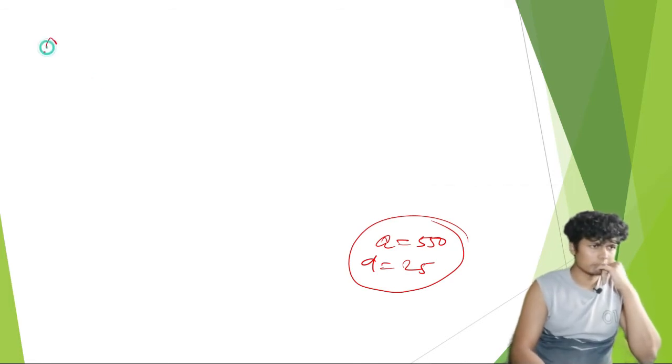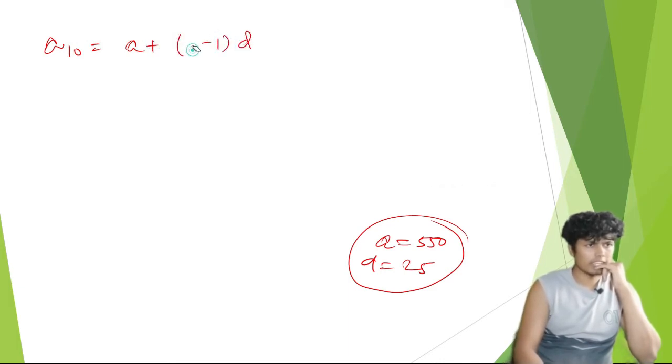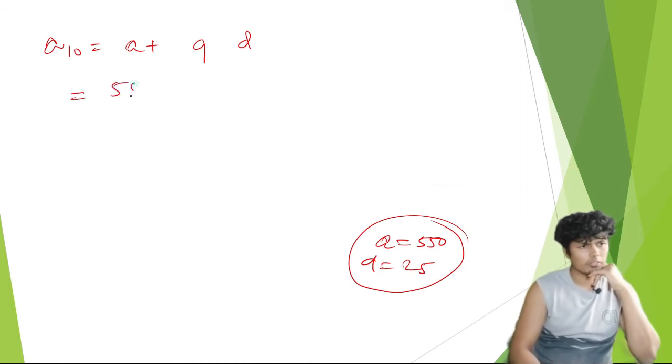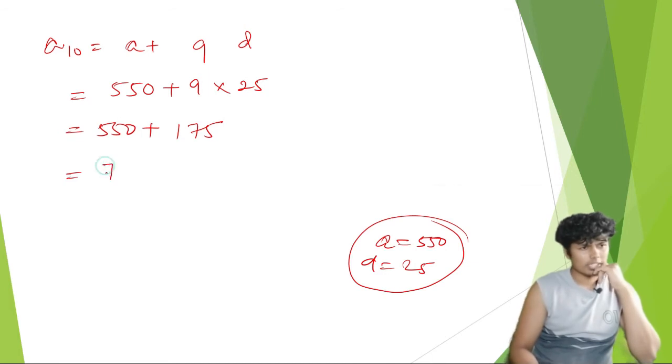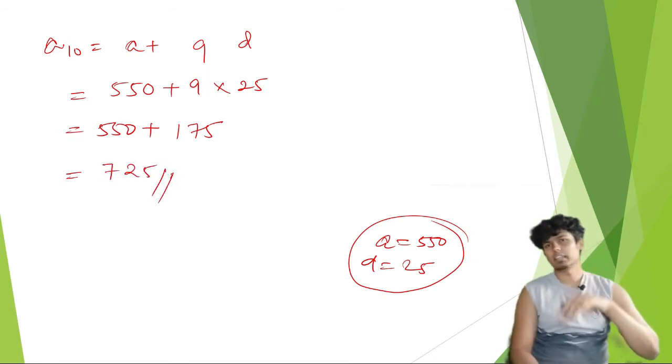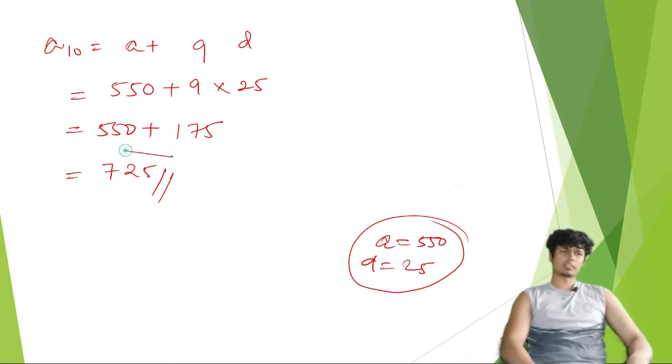So A10 is equal to A plus n minus 1 D. So instead of n, it is 10. 10 minus 1 we can write directly 9. So we know the value of A is 550 plus 9 into D, which is 25, is equal to 550 plus 9 into 25. What will be the answer? 225. Adding this to it will be 775. This is A10.